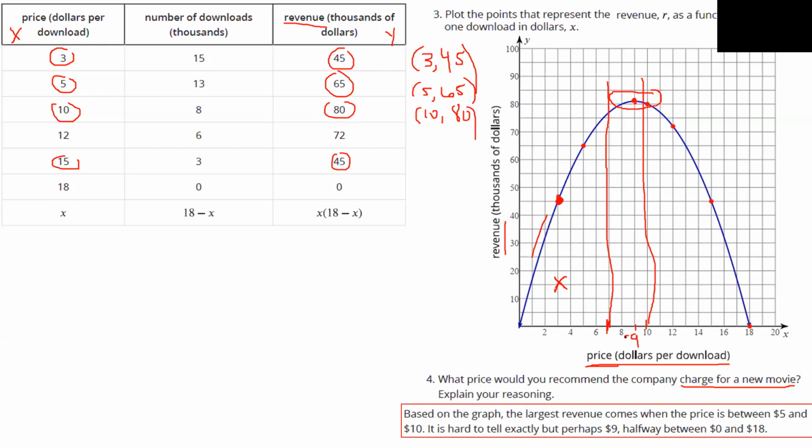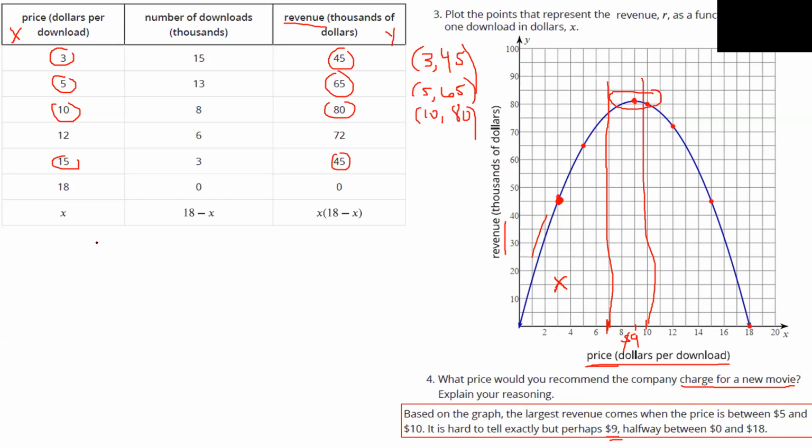So a good estimate for how much would give you the most revenue would be if the company charged $9 per download, because that is where our highest point is on our graph.